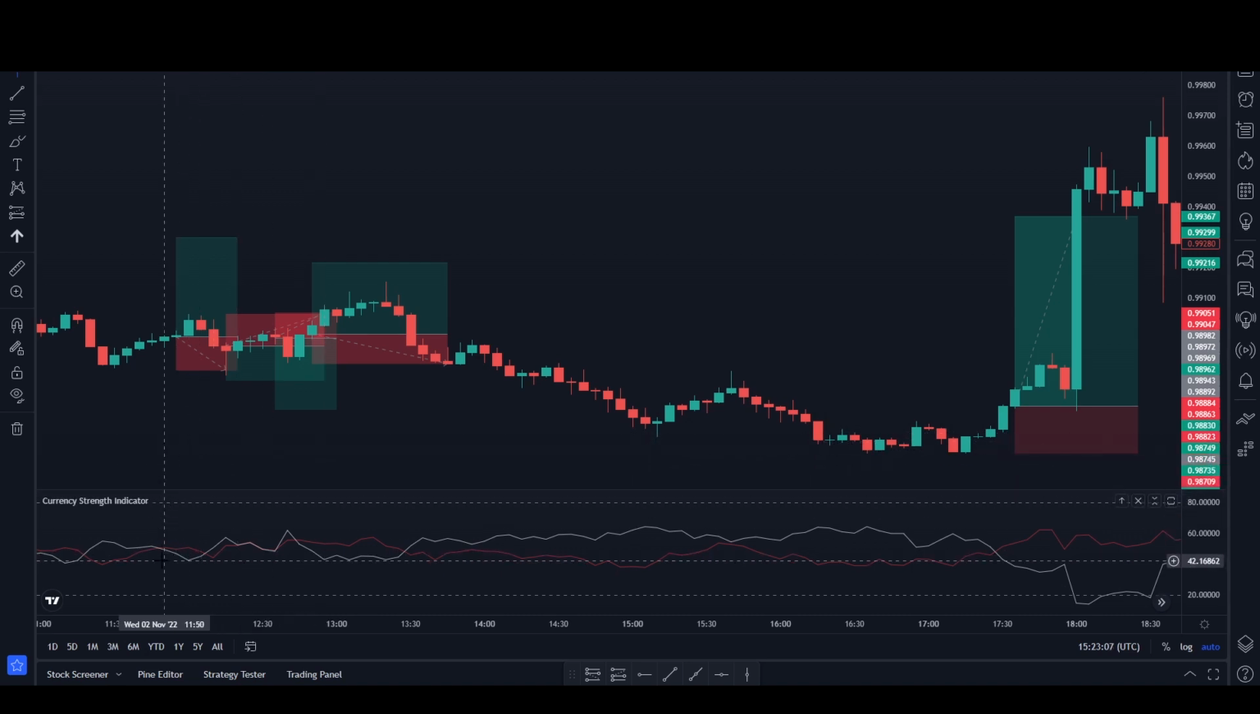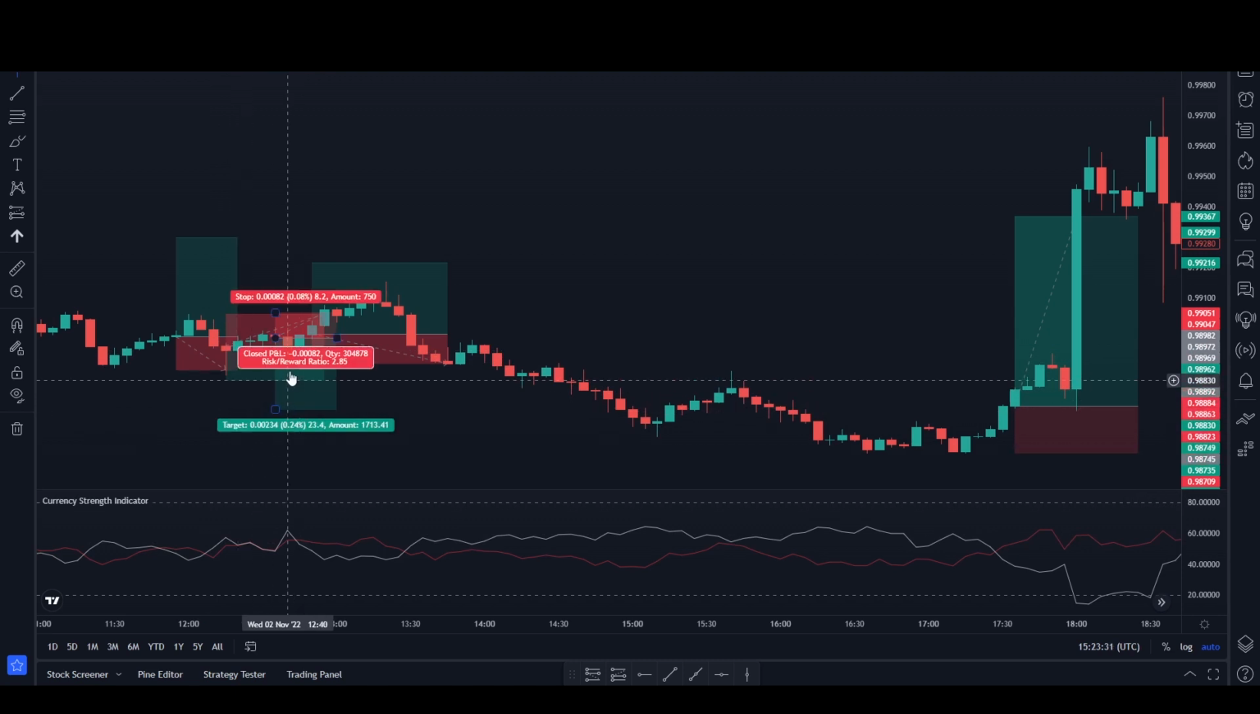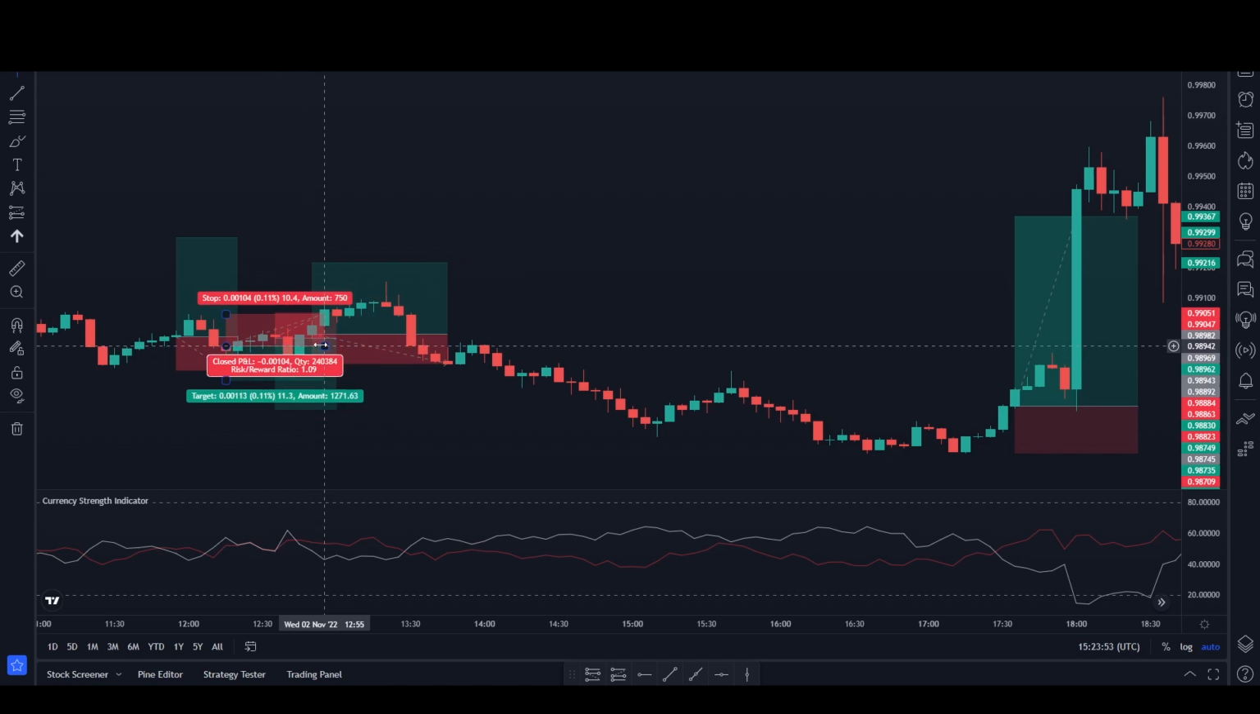So you've got the red line, the euro line crossing above the USD line, so you would go long, place the stop loss at the last swing, and this would have been a loss. Then we go short after this candle when the USD line crossed above the euro line. You go short, this would have been a loss. You would go long again right here, and then you would go long here. That's a loss as well.